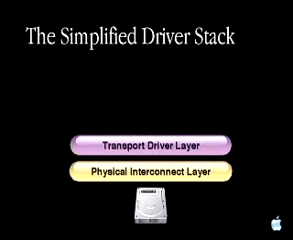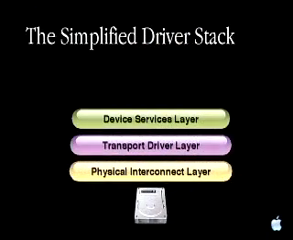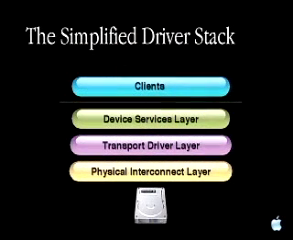The transport driver layer is where requests get packaged up and turned into commands to go down to the appropriate bus. We're going to go into more detail on that in a minute. The device services layer is a generic layer that contains partitioners and a generic driver. And then finally, the yellow line there represents the user-kernel boundary, and above that we have clients, ultimately your applications.